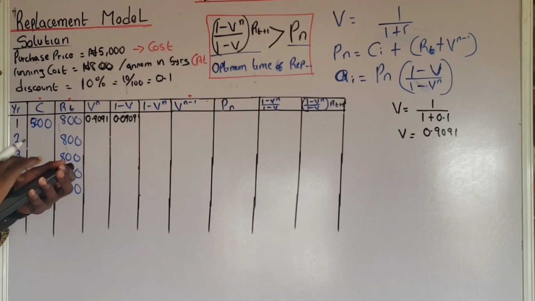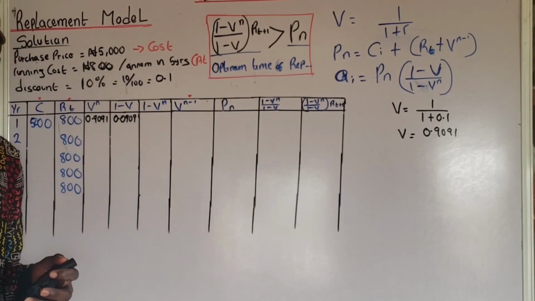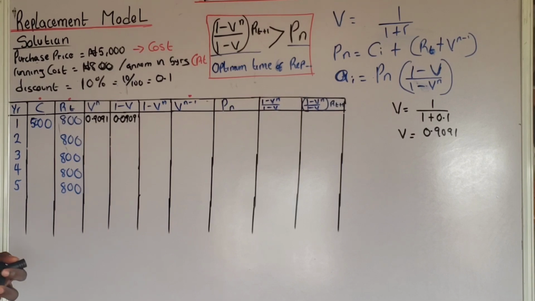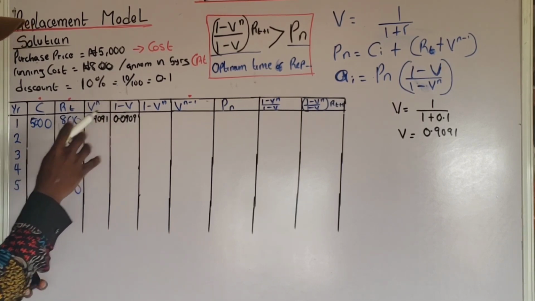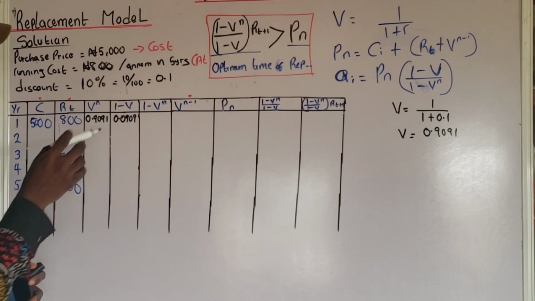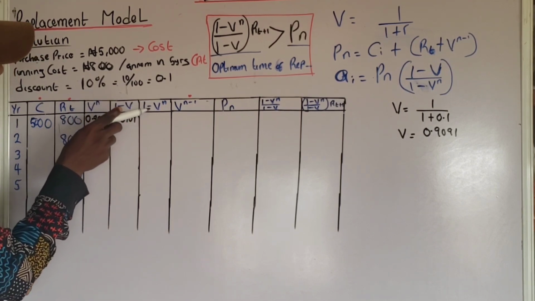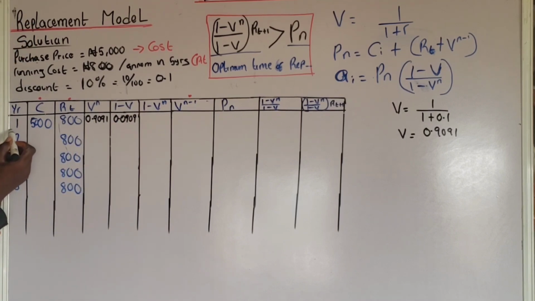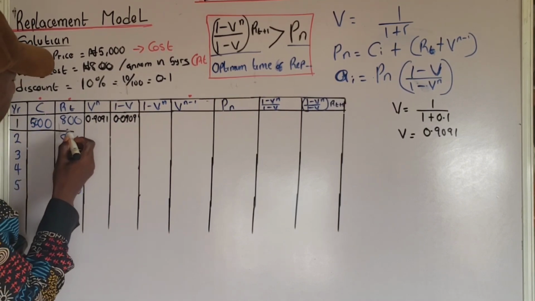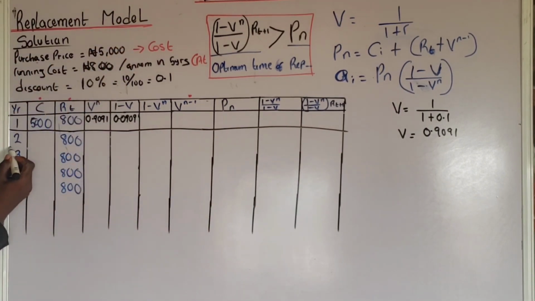Okay? So for the next cells, we have 1 minus V raised to the power of n. That simply means you are going to subtract V raised to the power of n from 1. You understand? Now, if you look at V raised to the power of n for the first year, maybe I should rule. Let us rule. This is the first year. We have the first year here. I'm not really good at drawing, so just bear with me.